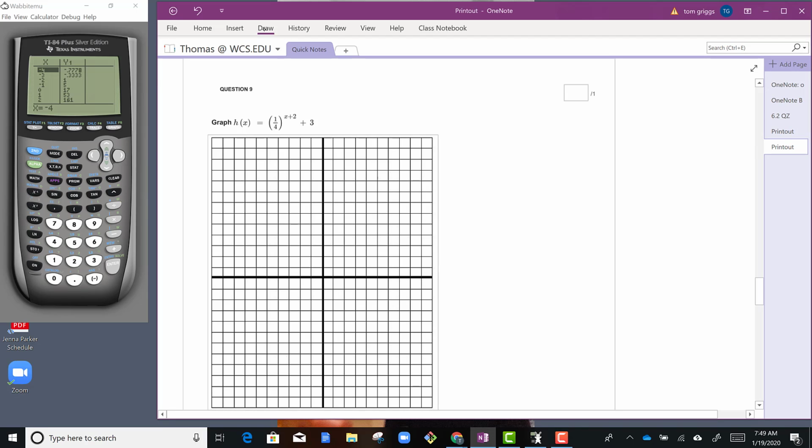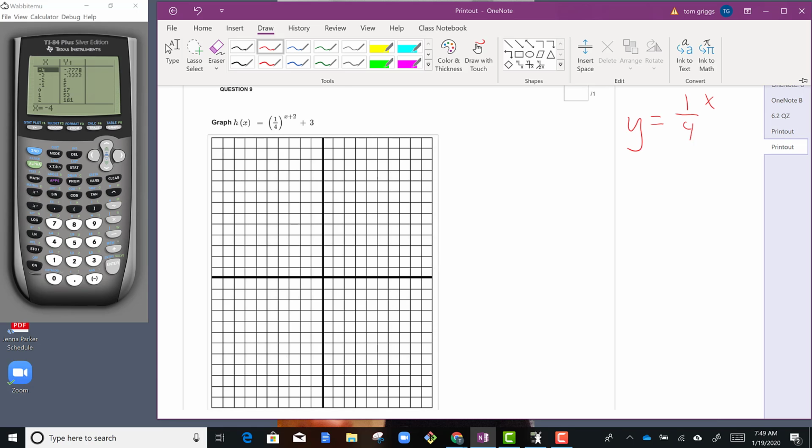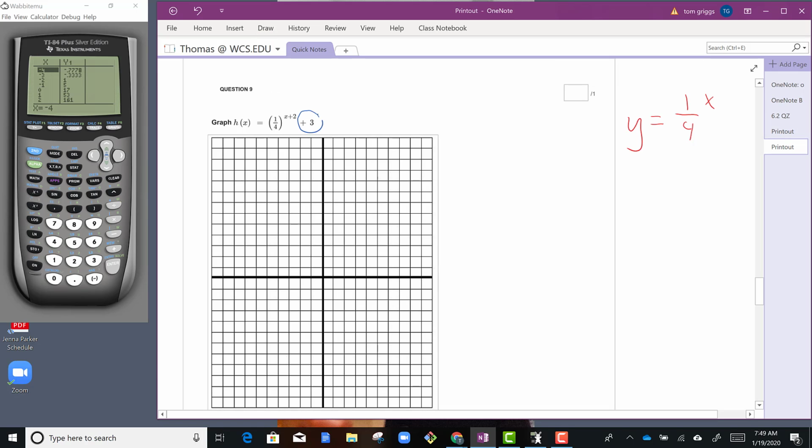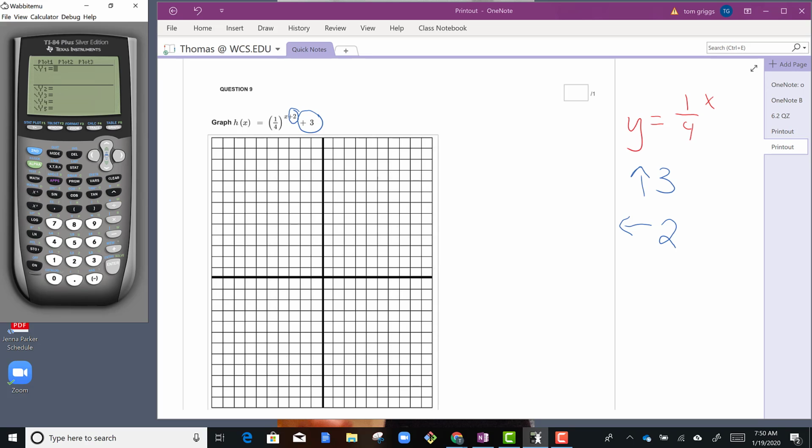All right, skipping ahead to number 9, essentially it is the same thing. The parent function is y equals 1/4 raised to the x power. So this problem is just a shift of that parent function. The plus 3 is shifting the parent function up 3. The plus 2 on the inside of the exponent is shifting us left 2. There's no stretch in this problem, so I can go straight to graphing this in the calculator.